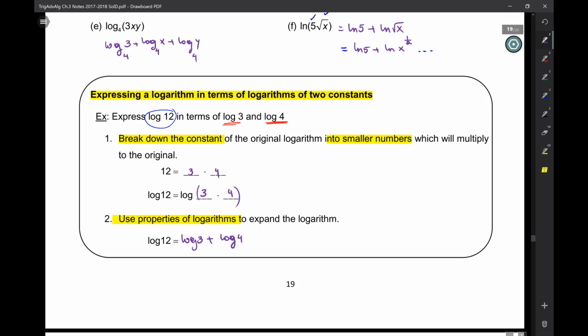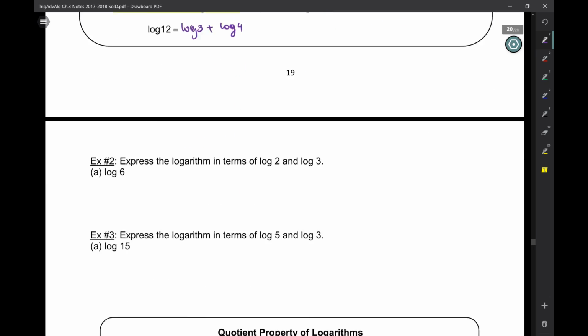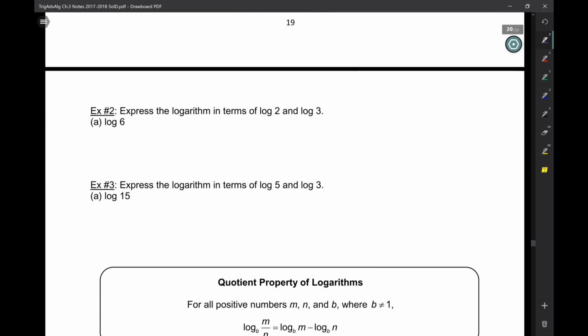Okay, so break down the number, use properties. All right, we can do this. So let's do log of 6 then. We have to write it in terms of log base 2 and log base 3. I'll give you half a minute to do this one, and we'll come back to the record. It does not matter which number you put first because multiplication and addition are commutative.